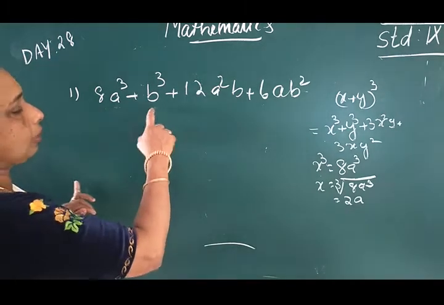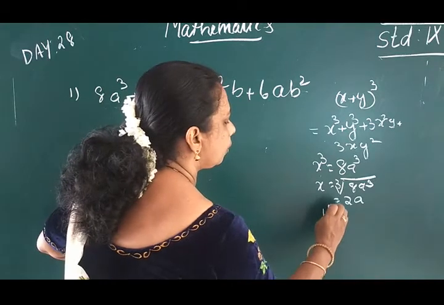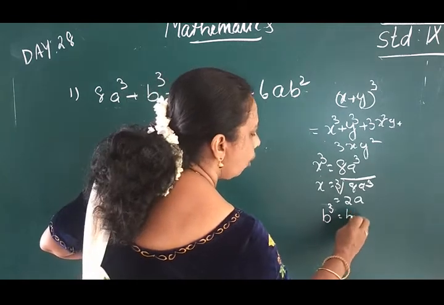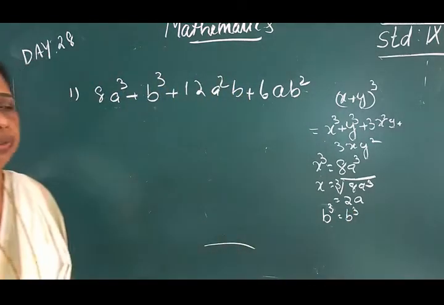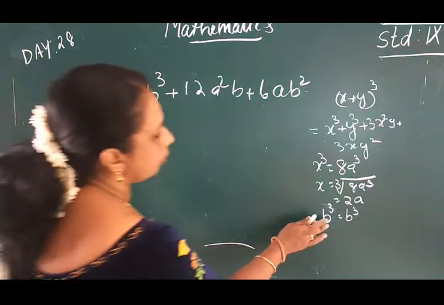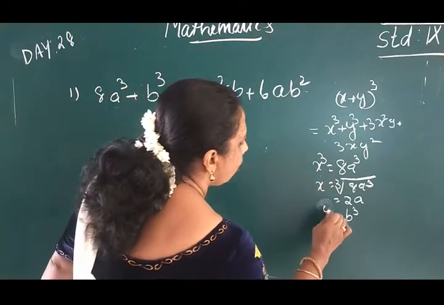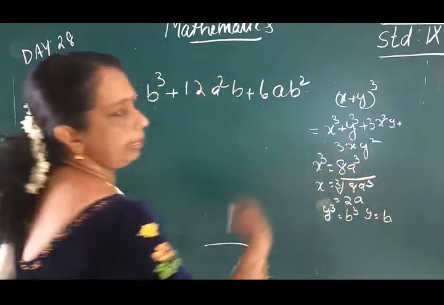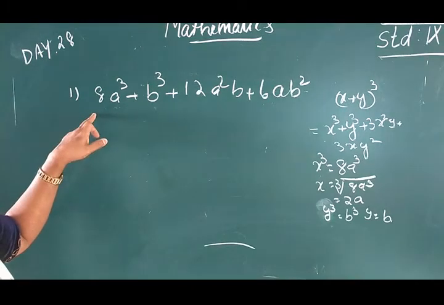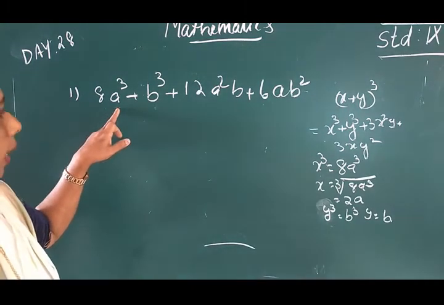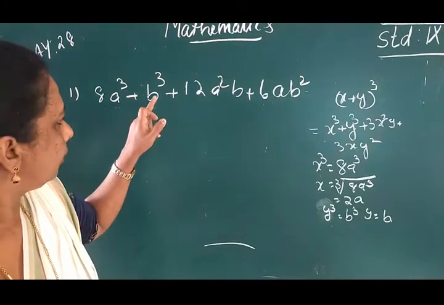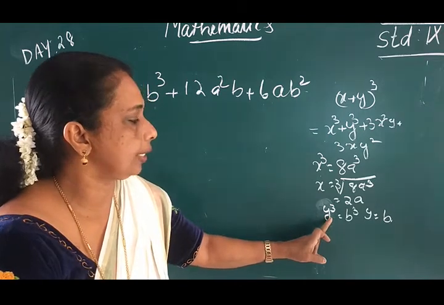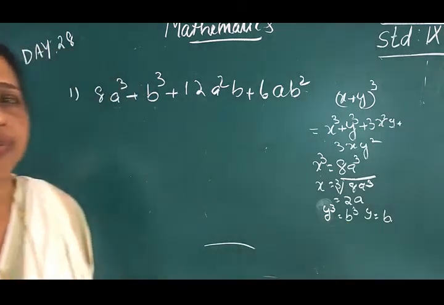Next, it is given that y cube is equal to b cube. So we know y is equal to b. From this expression we get x is equal to 2a and y is equal to b. Y cube is equal to b cube, so y is equal to the cube root of b cube. Then we get y is equal to b.